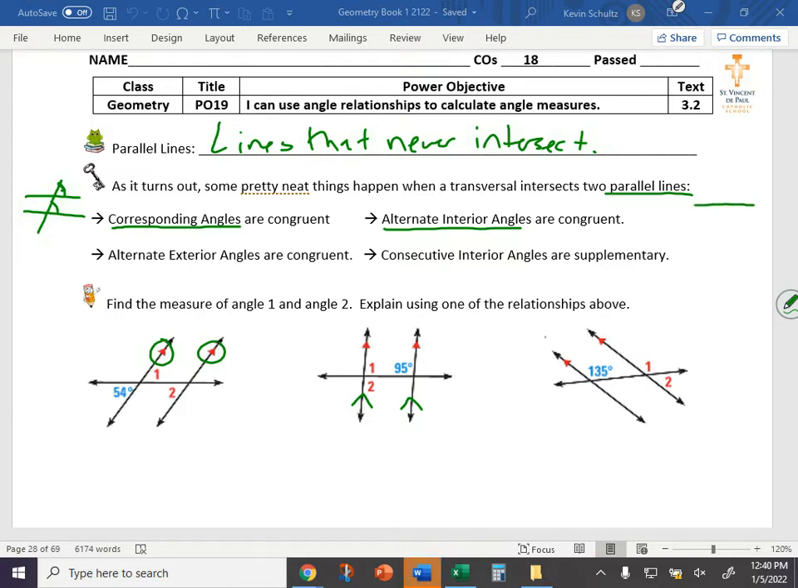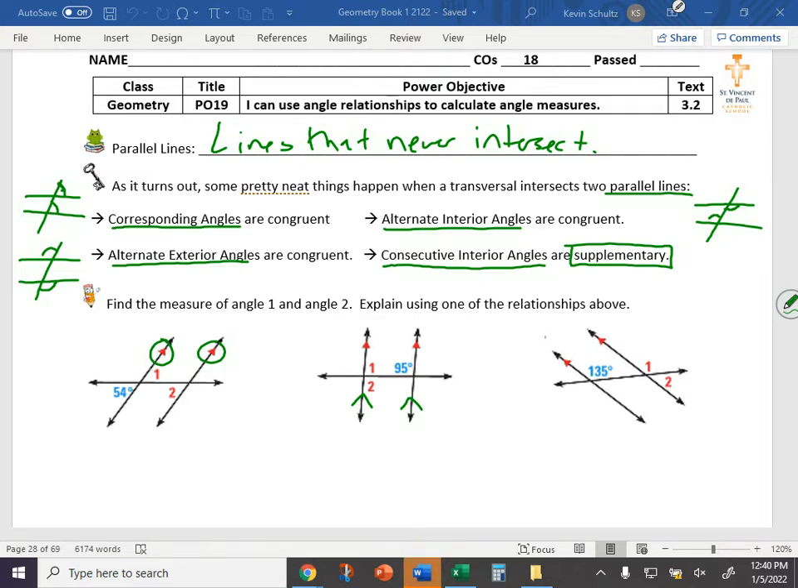Alternate interior angles are also congruent. So again, if we have parallel lines and a transversal intersecting them, alternate interior, one there and one there, opposite sides of the transversal, inside the parallel lines, those are congruent as well. Alternate exterior angles are also congruent. Outside the parallel lines, opposite sides of the transversal, they are congruent as well. The only one that's different is this fourth one.